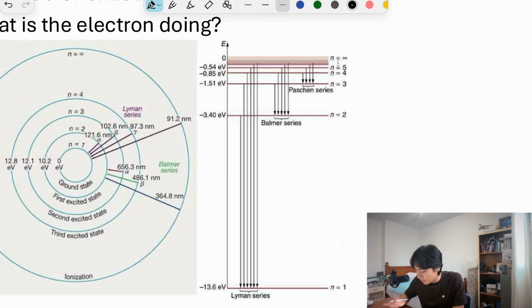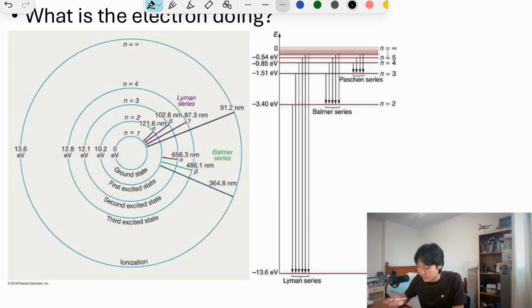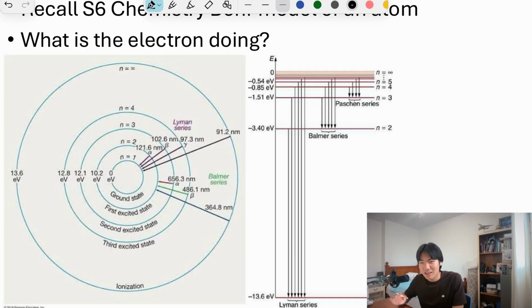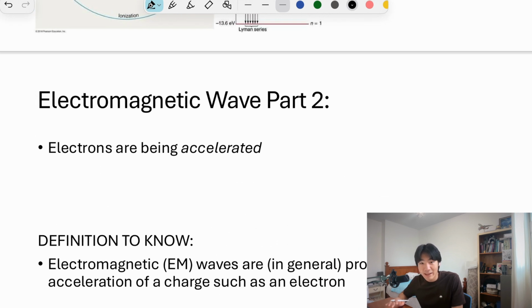And you know that when electrons change energy levels from higher energy to lower energy, they release a photon. They release an electromagnetic wave to release energy, right? So what exactly is the electron doing in order to create that electromagnetic wave? You can pause the video, have a think of it. Okay, assuming you have tried to think of it, the answer is that electrons are being accelerated, right?